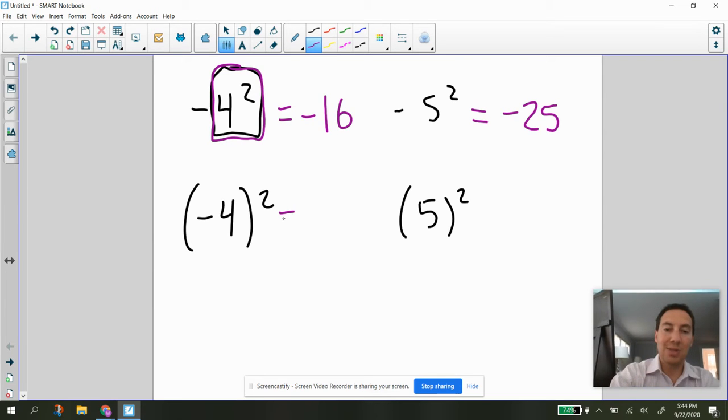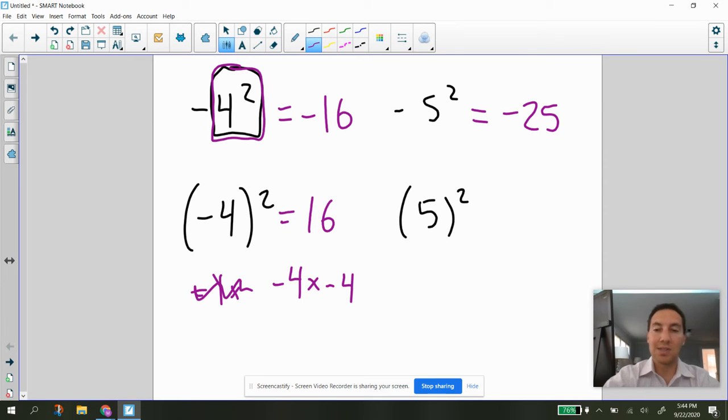All right, now how is this one different? Because of the parentheses, they're actually saying -4 times -4. See, here the negative wasn't inside the parentheses. Here it is. So -4 times -4 is just positive 16.